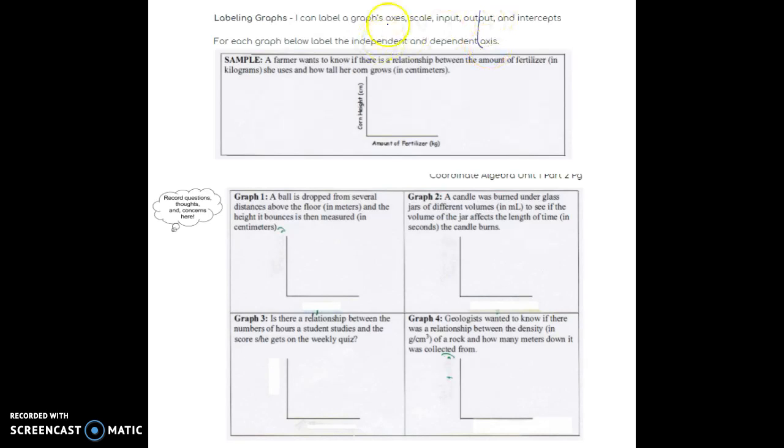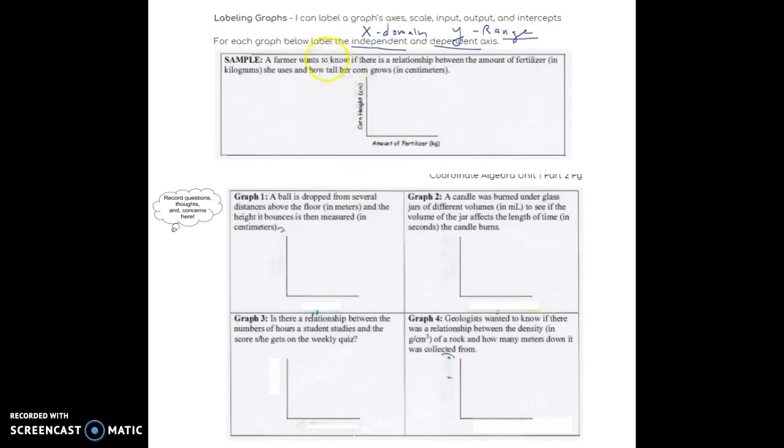All right, we're going to label the independent and dependent axes. Independent axes are your x or your domain. And dependent is y or range.